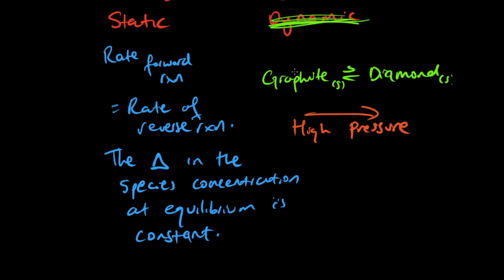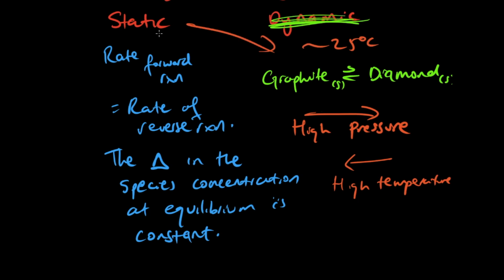Alright, you need high pressure to convert graphite into diamond, and that's the forward reaction if it's written in this way. And the reverse reaction will be diamond being converted into graphite, and that would require high temperature. But this system or reaction is at static equilibrium at room temperature, which is around 25 degrees Celsius.